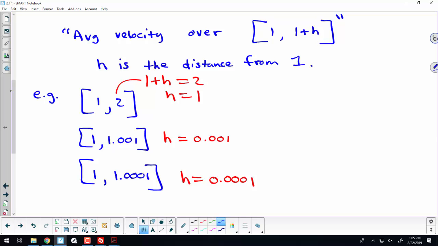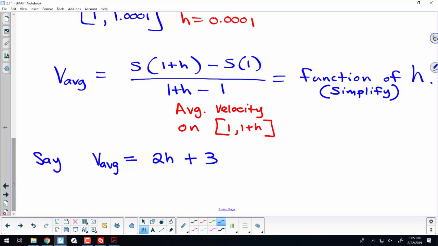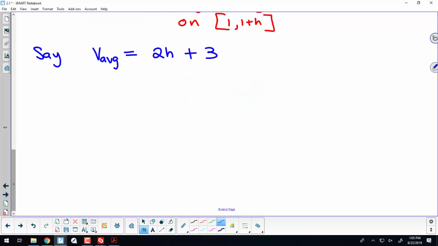So on this interval, when h is 1, all I have to do is plug it into this function. Okay. When h is 0.0001, then I'll just plug it into this function. And each time that'll give me the same average rate of change as if I were to go through those individually, like we did in the previous example. Okay, so that's the purpose of that exercise. Does anyone have any questions about that?